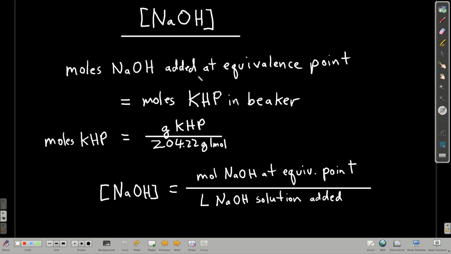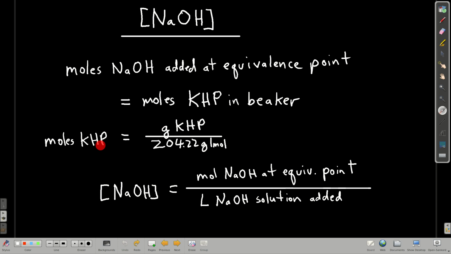What that means is that at the equivalence point, the point at which you'll have added the same number of moles of sodium hydroxide as there were KHP in your beaker, moles of sodium hydroxide is equal to the moles of KHP. You can calculate the moles of KHP. It's just however much you weighed out, the grams of KHP divided by its molar mass, which I gave you as 204.22 grams per mole. The number that goes up here is whatever you weighed out. It's probably between 0.4 and 0.5 grams or so.